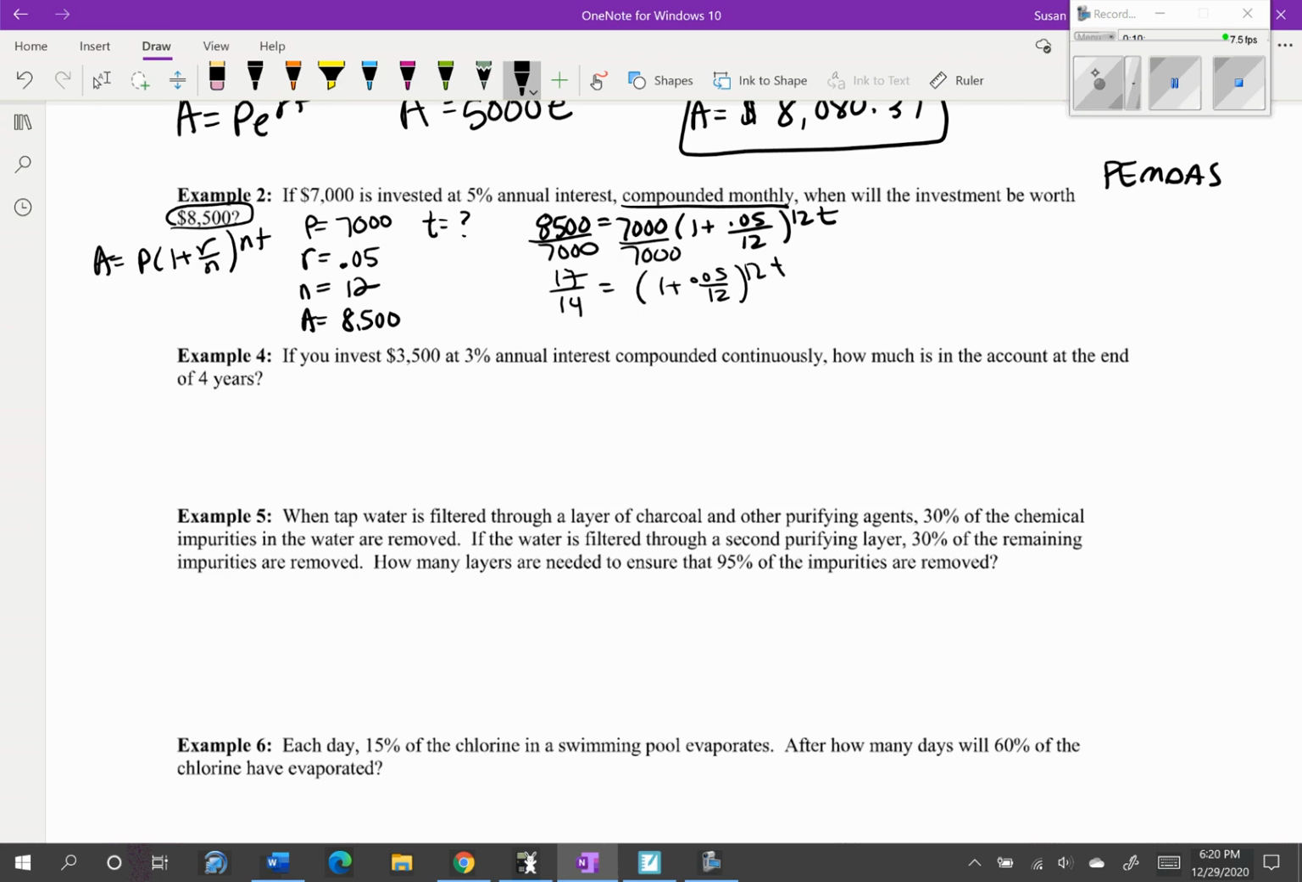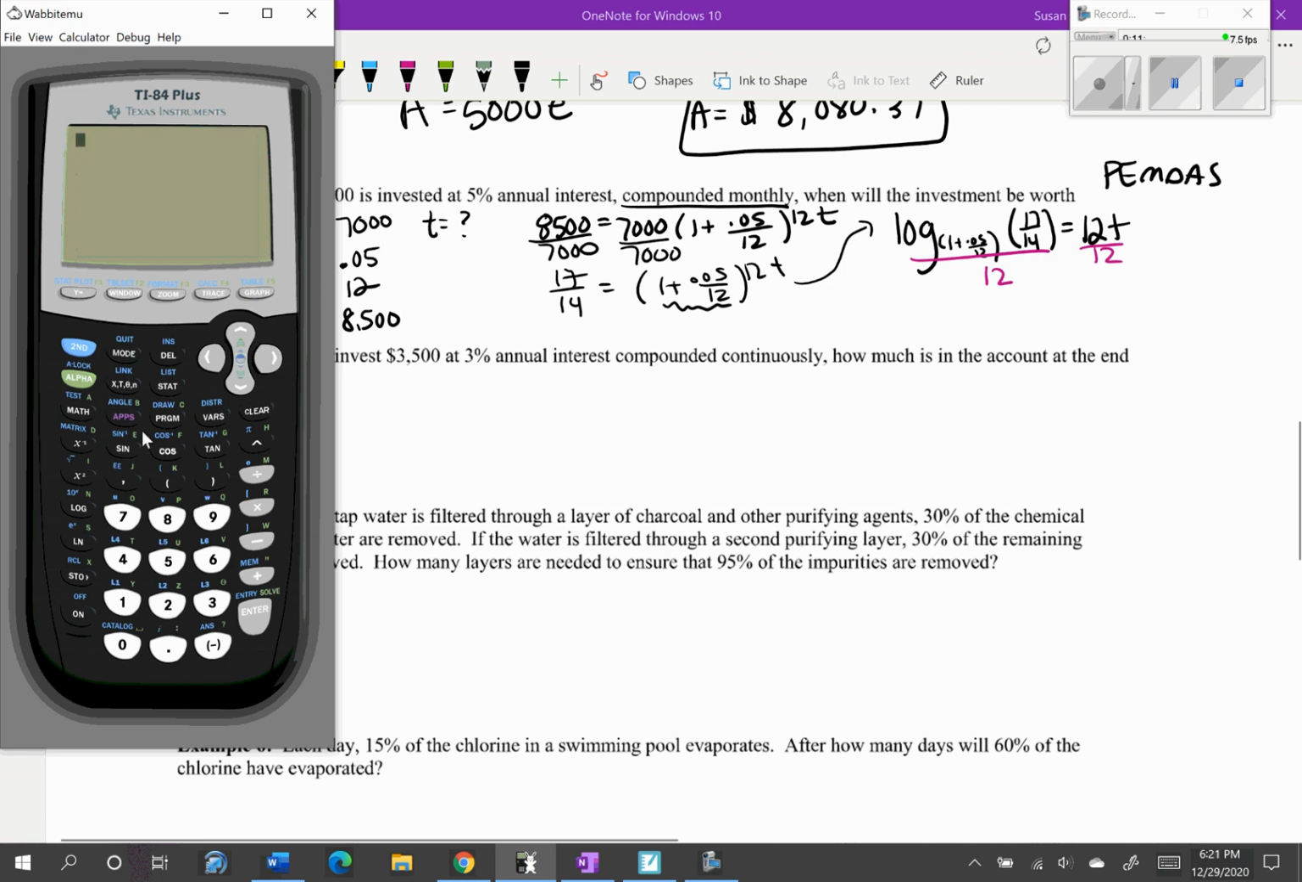Now we do the exponent. So remember, when you're solving for a variable exponent, you have to use logarithms in order to bring that down from the exponent. So that would be logarithmic form. Remember, the base stays the base. So what's the base here? It's 1 plus 0.05 divided by 12. So log base 1 plus 0.05 divided by 12 of 17 over 14 is equal to your exponent, 12t. And then the last step would be to solve for t by dividing both sides by 12. So to plug this into our calculators, remember we learned about the log button in our calculator.